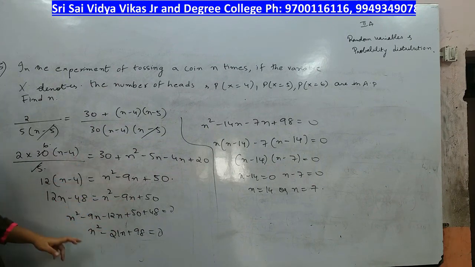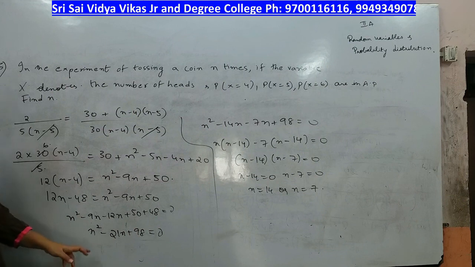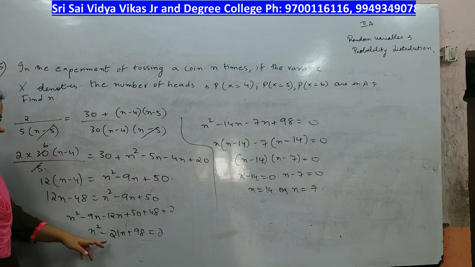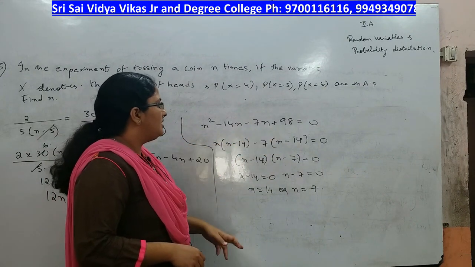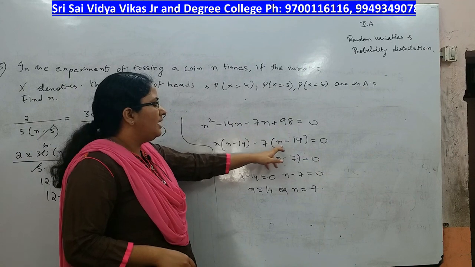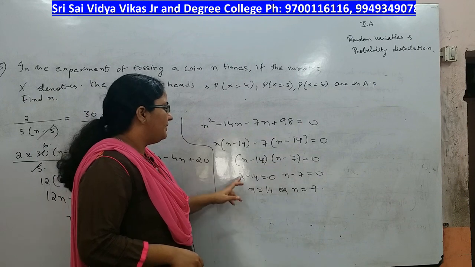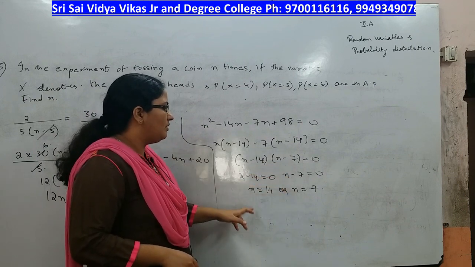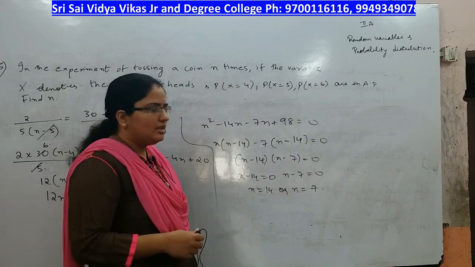Bring these terms to that side: n square minus 9n minus 12n plus 50 plus 48 is equal to 0. You have n square minus 21n plus 98 is equal to 0. 14 plus 7 is 21, 14 into 7 is 98. So you have n square minus 14n minus 7n plus 98 is equal to 0. Take n common, n into n minus 14, minus 7 common, n minus 14 is equal to 0. n minus 14 into n minus 7 is equal to 0. n minus 14 is equal to 0, n minus 7 is equal to 0. That means n is equal to 14 or n is equal to 7. That's about this problem.